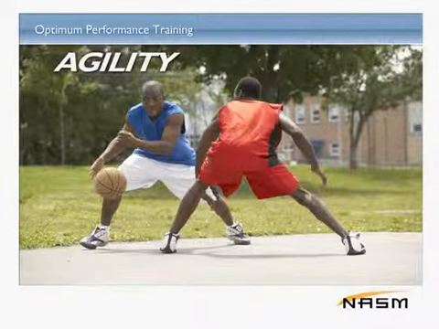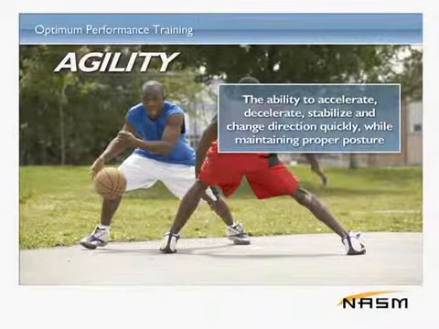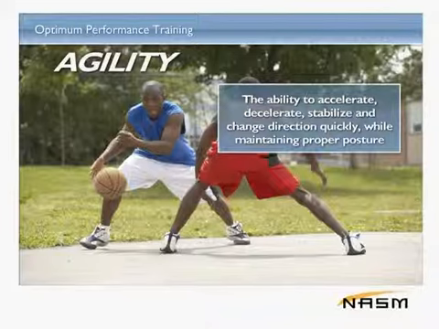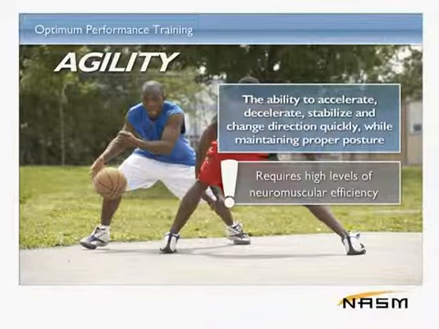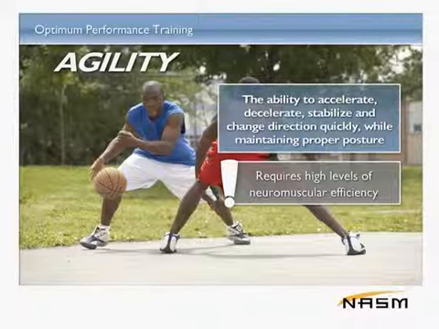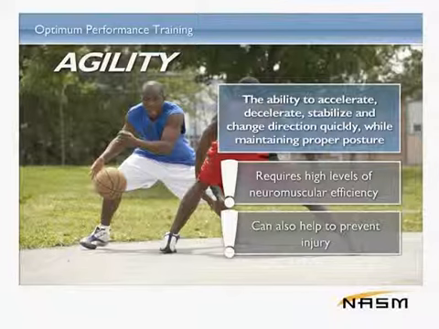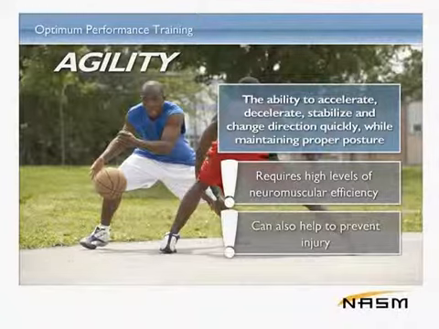Agility. Agility is the ability to start or accelerate, stop or decelerate and stabilize, and change direction quickly while maintaining proper posture. This requires high levels of neuromuscular efficiency because the client is constantly regaining a center of gravity over his or her base of support while changing directions at various speeds. Proper agility training can also help to prevent injury by enhancing the body's ability to effectively control eccentric forces in all planes of motion, as well as by improving the structural integrity of the connective tissue.